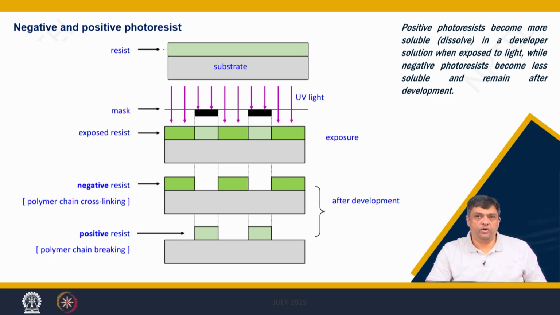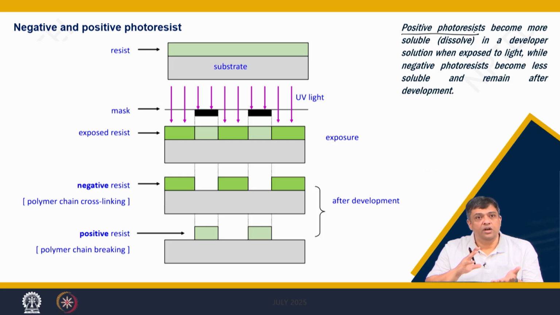Now, when we talk about photoresist, there are two things which one has to be very clear about. The photoresists are of two types, one is positive photoresist and the other is negative photoresist. The positive photoresist becomes more soluble in a developer when exposed to light, while the negative photoresist becomes less soluble and remains as such after development.